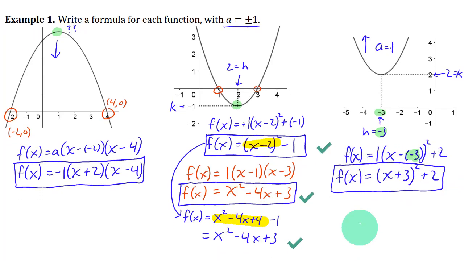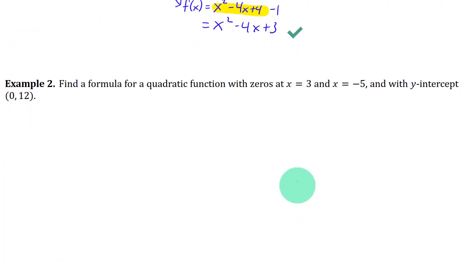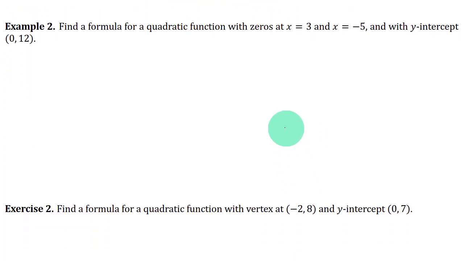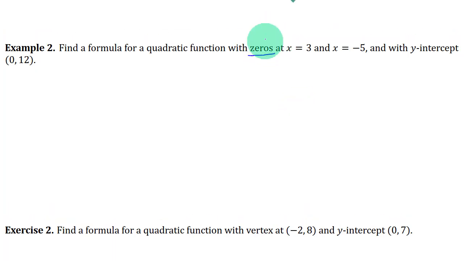All right, let's go on to example 2 here. That nice garbage truck in the background. So let's find a formula for a quadratic function with zeros at x equals 3 and x equals -5, and with y-intercept (0, 12). So by the way, the zeros, this is a fancy way of saying x-intercepts. These are values of x that make the function output become 0.